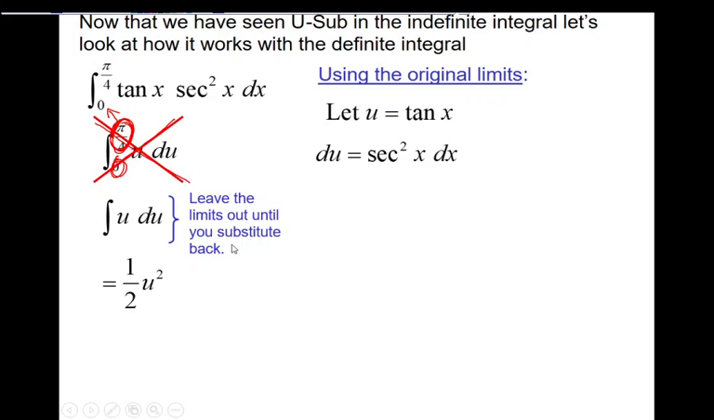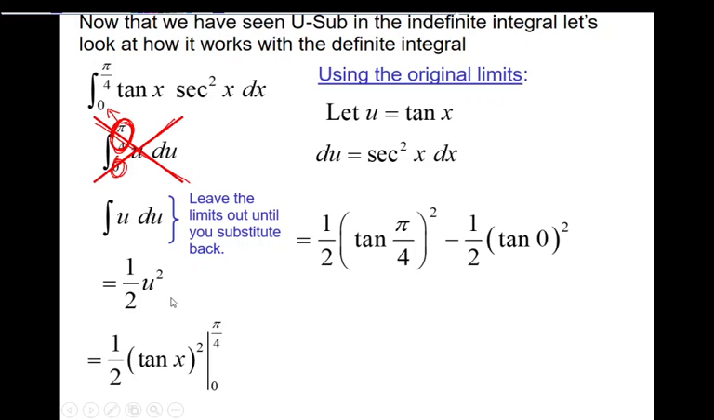So we take the antiderivative. Notice there's no plus c because we're going to put in our limits. Once I replace u back in terms of x right here, then I can put in my upper and lower limits and evaluate. So I plug in my upper limit, which is pi over 4, and my lower limit, which is 0. Simplify using my trig values from the unit circle. And my answer is 1/2.